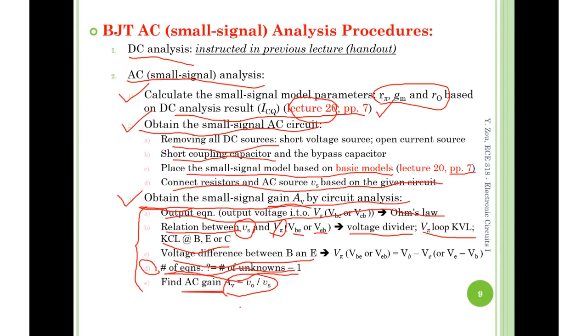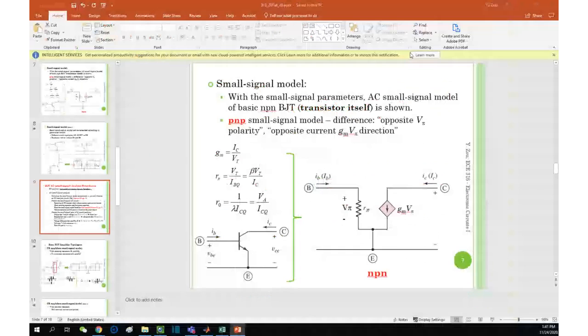Any questions before we start to talk about midterm 2? All right, if everything's fine, then let's go to midterm 2 here.